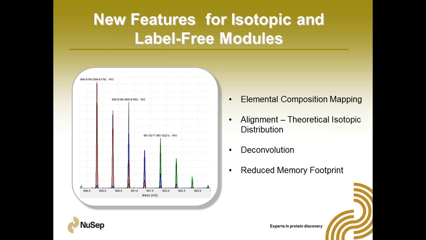Right, now, much of the overhaul in 2.6 has been focused on isotopic labeling procedures and label-free procedures. And most of the focus for those has been on peak picking and alignment procedures. What I want to go through is the changes that are applicable to those, and they are primarily the new elemental composition mapping procedures that we have in the software, the ability to do alignment and theoretical distribution mapping, deconvolution, and we'll talk a bit about processes for reduced memory footprint here as well.